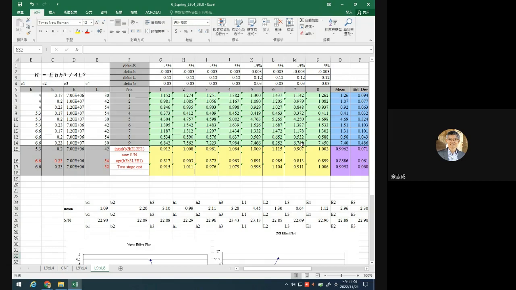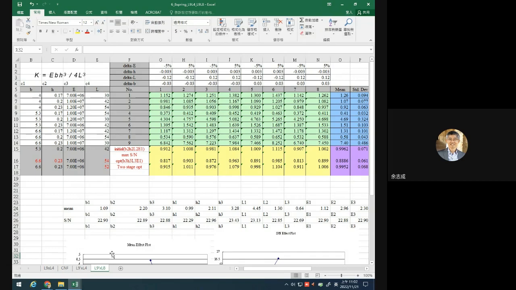Go back to what we just introduced. We need to know the direction for delta B, delta L, delta H, and delta E. How do we know the direction? We apply the outer array samples to one particular design. Let's try the first one. So let's go back to this one.